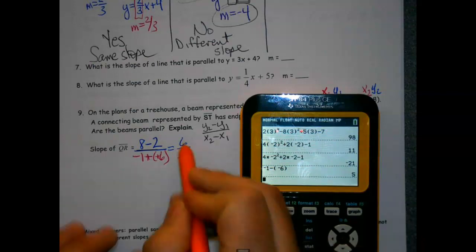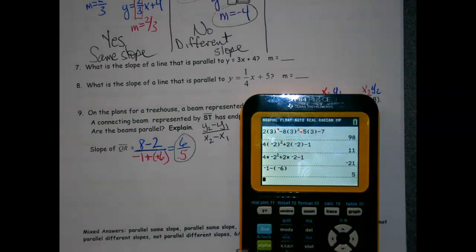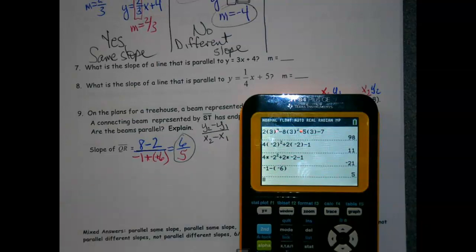Okay. Slope of my first line, it's a fraction. Fractions are okay. It's probably easier to tell that way anyway. We just don't want to go decimal.